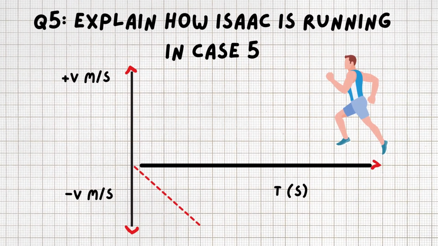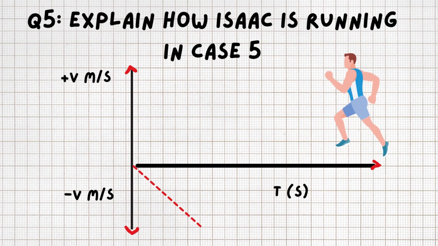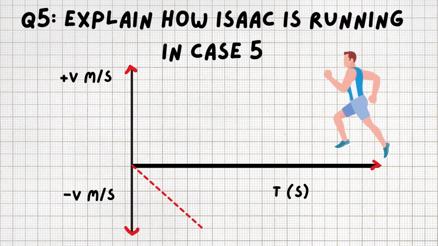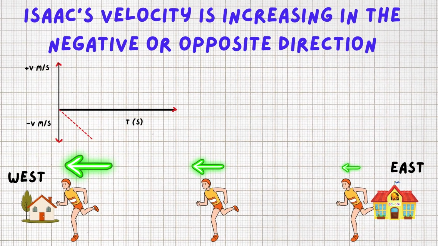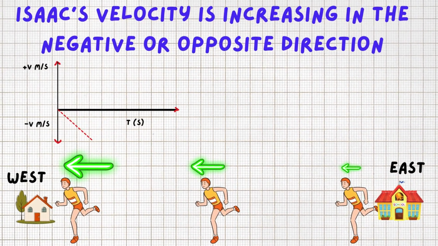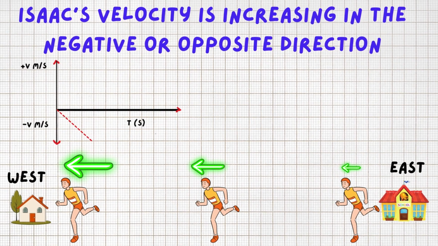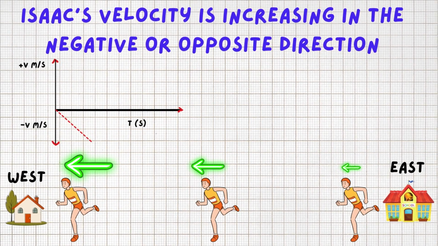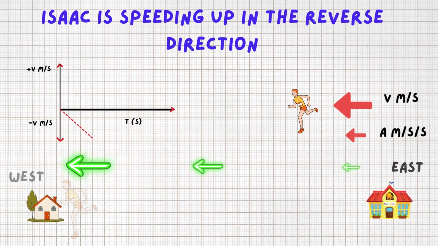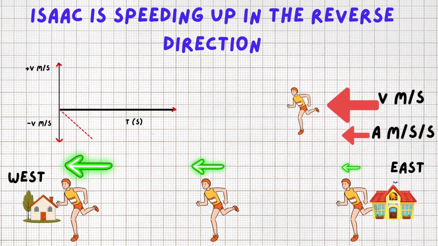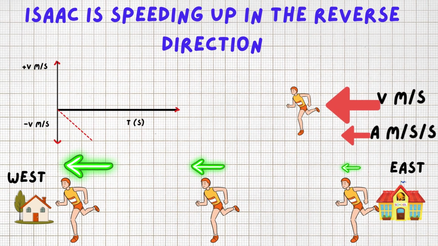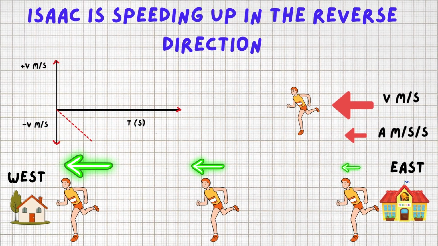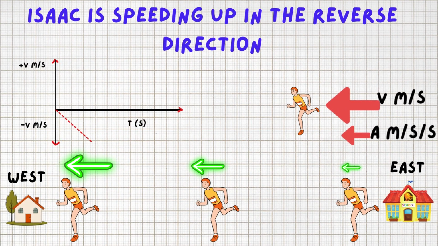Question 5. Explain how Isaac is running in case 5. A line that slopes away from the x-axis in the negative quadrant means Isaac's velocity is increasing in the negative or opposite direction. Both the velocity and acceleration are in the same negative direction. Therefore, in this case, Isaac is speeding up in the reverse direction.